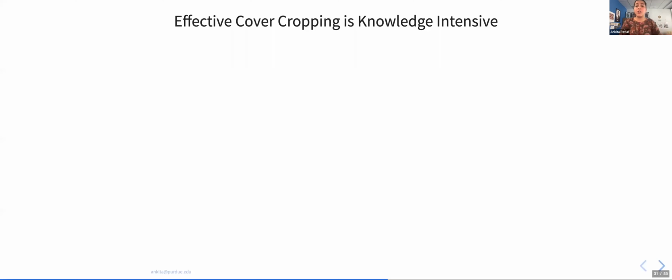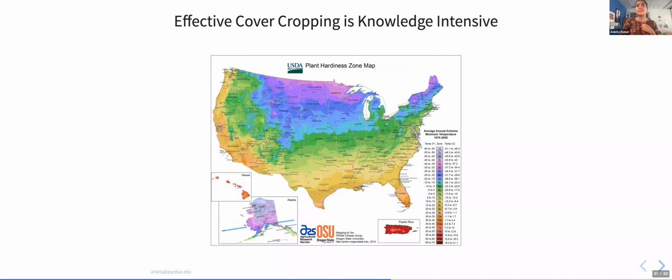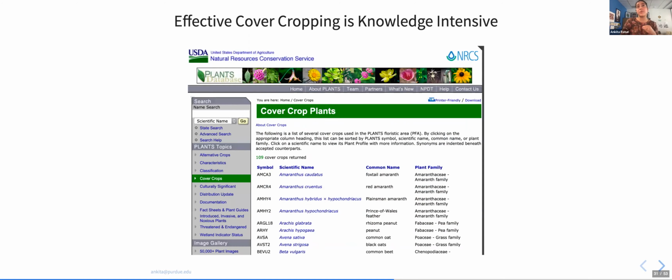So if we all agree that effective cover cropping is knowledge intensive, we can start to see where some of these different data come from that people are trying to use to make different kinds of cover cropping decisions, right? There are many tools, starting from the original books to the supplementary tools like the plant hardiness zone map. There's a lot of different kinds of soil maps out there. And there's data in unexpected places as well as expected places sometimes, right?